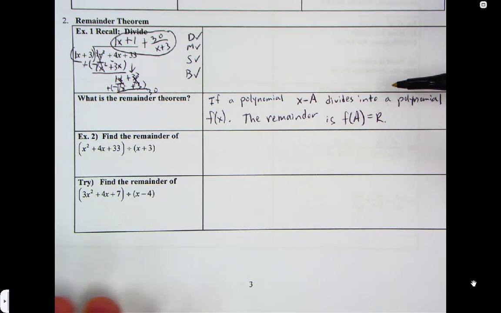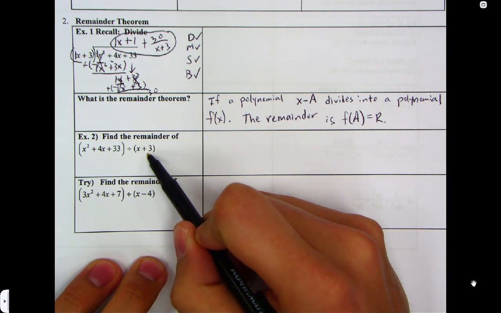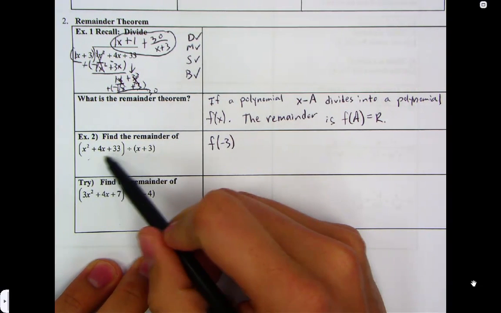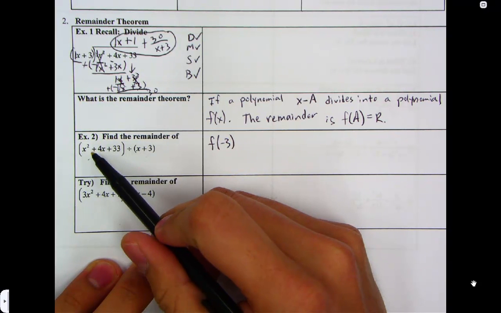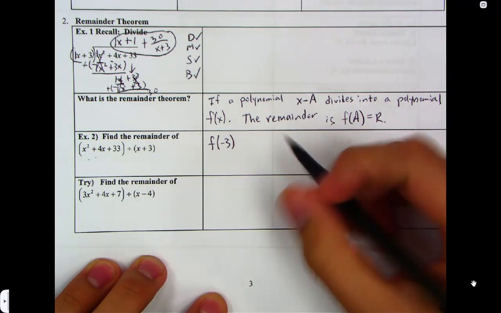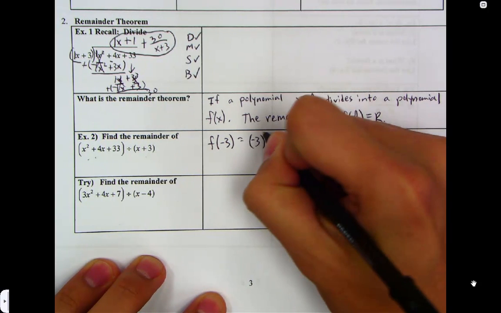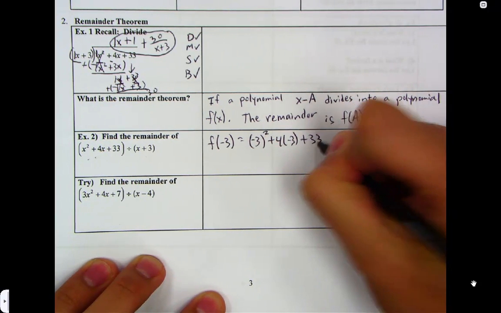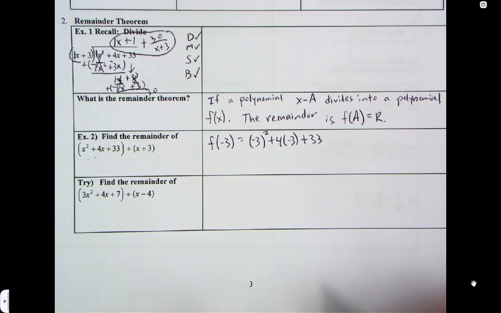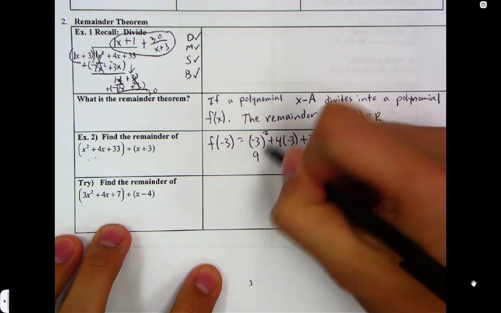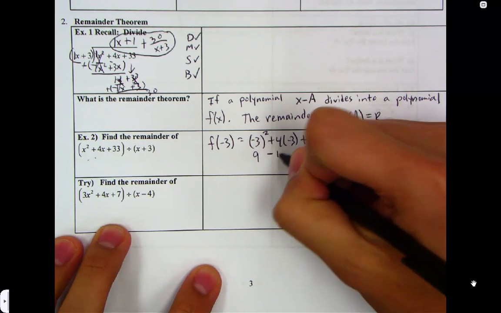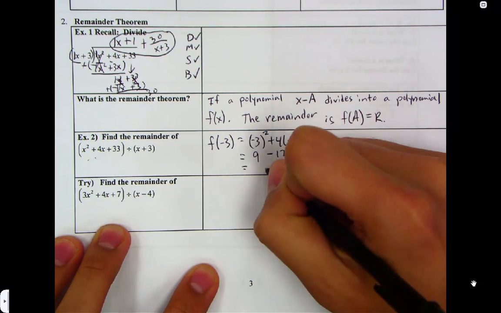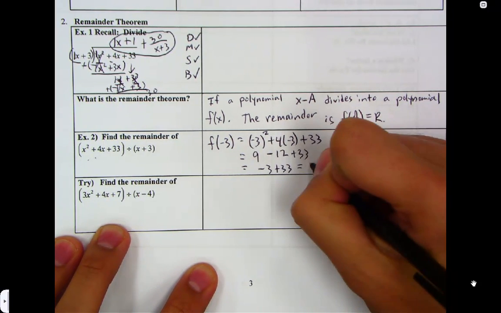Let's see how this works. So I'm dividing x plus 3, so I'm going to take the opposite, so I'm going to plug in f of negative 3, and this is our f of x. So we're going to plug in negative 3 for the x's wherever you see x. So it's going to be negative 3 squared plus 4 times negative 3 plus 33. I'm going to do the math. Exponent is first. Negative 3 squared is 9. 4 times negative 3 is negative 12 plus 33. 9 minus 12 is negative 3 plus 33 is equal to 30.